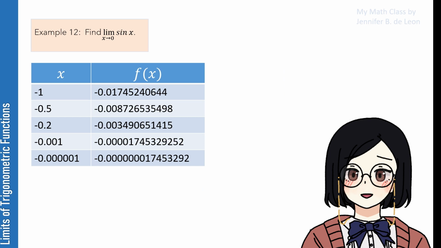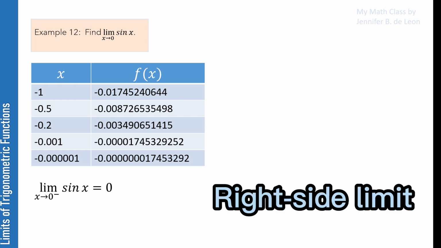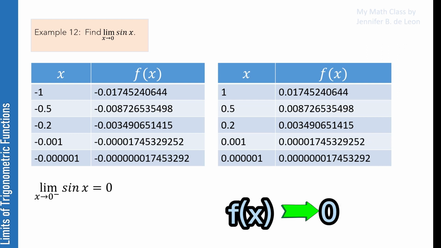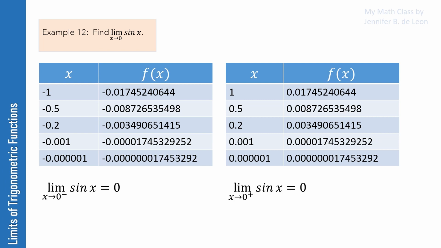From the table of values, we can see that as x approaches 0 from the left, the value of the function gets closer to 0. Hence, the limit of sine x as x approaches 0 from the left is 0. Choosing a set of values coming from the right, we can see that as x approaches 0 from the right, the value of the function gets closer to 0. From this, we can say that the limit of sine x as x approaches 0 from the right is 0.